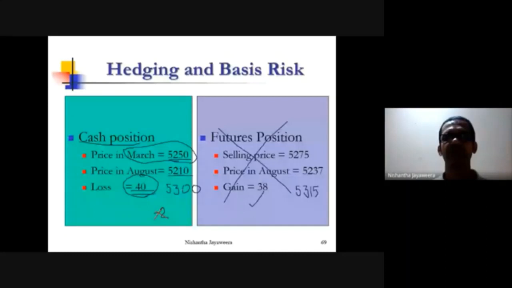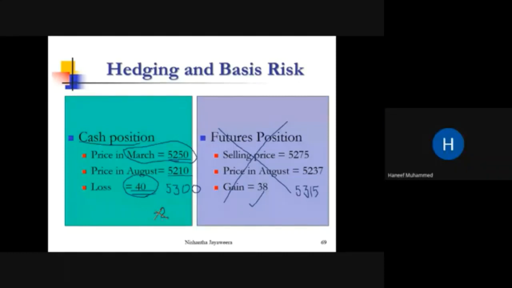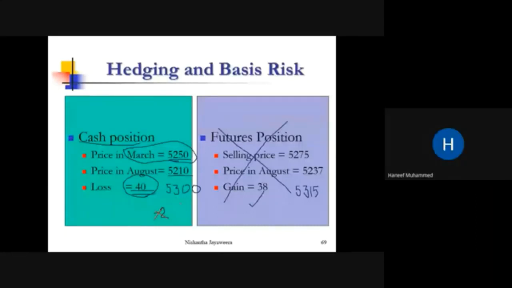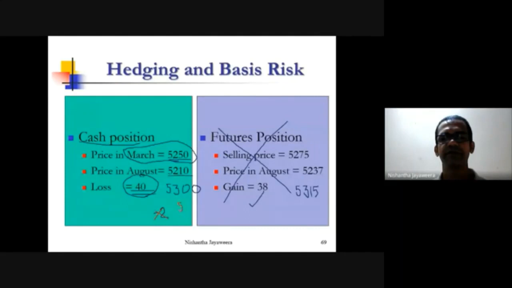What is the gain here? 250 to 300. Or in this example, what we discussed, if the price has gone down, ultimately we make a loss of 2. Instead of going down, what would happen if the price goes up from 5,250 to 5,300? What is your gain? 50 will be the cash position gain. Now, what would happen to the futures if it moves from 5,275 to 5,350? Are we gaining or losing?